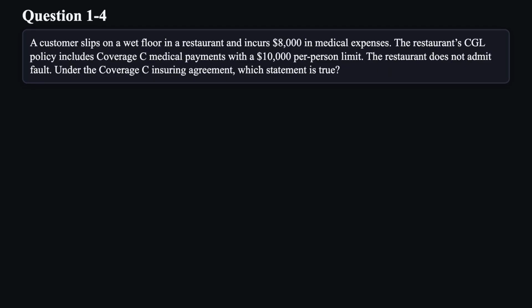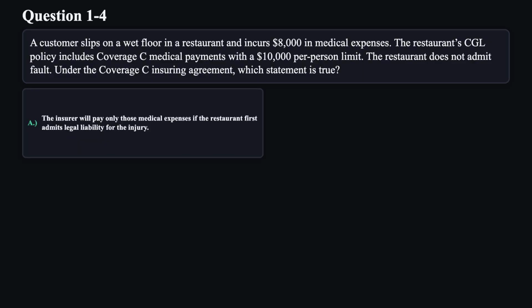Question 4. A customer slips on a wet floor in a restaurant and incurs $8,000 in medical expenses. The restaurant's CGL policy includes coverage C medical payments with a $10,000 per person limit. The restaurant does not admit fault. Under the coverage C insuring agreement, which statement is true?